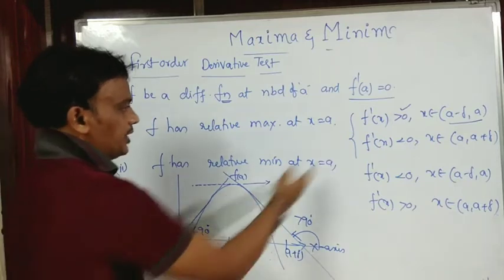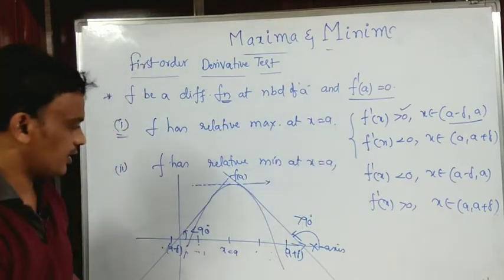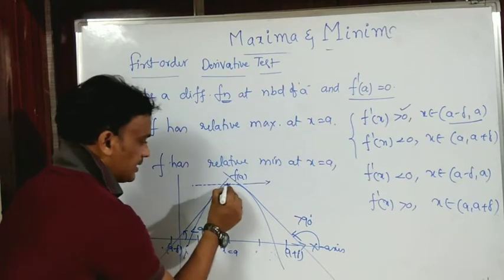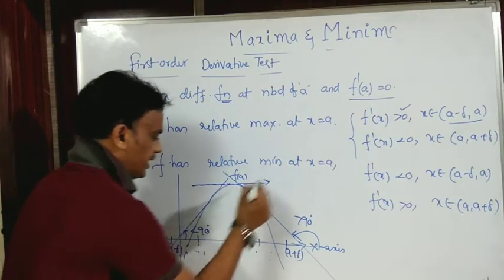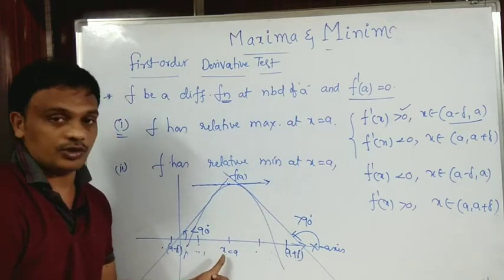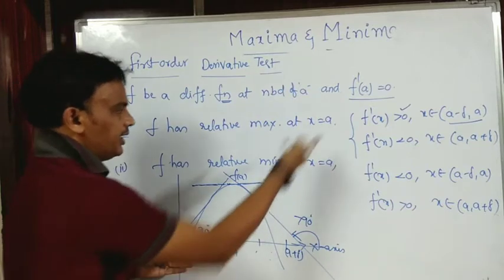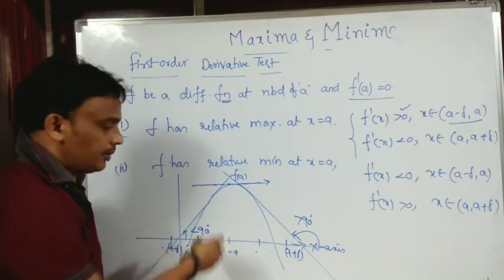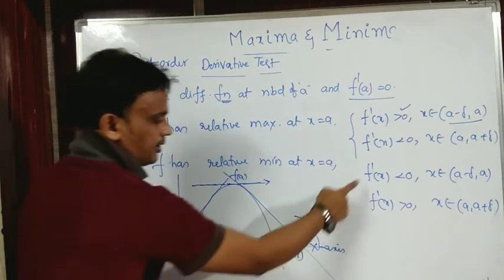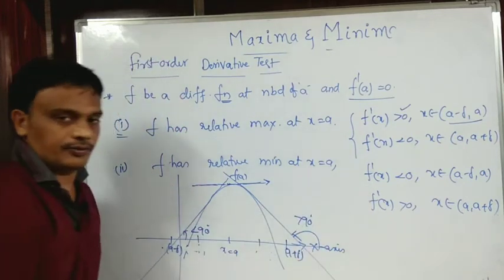So if these conditions are satisfied, then what do you say? The function has a maximum value at x equals A. I think it is very clear from the graph, students. Make a note. I will explain this also by taking the graph.